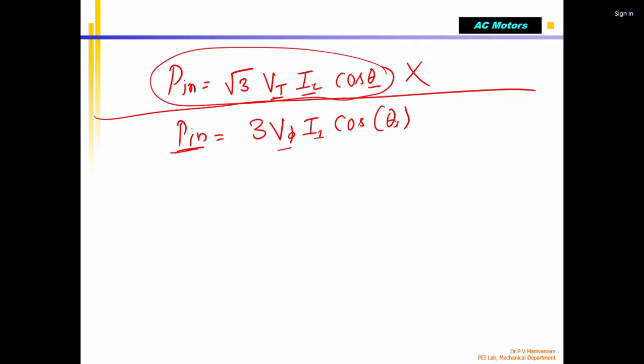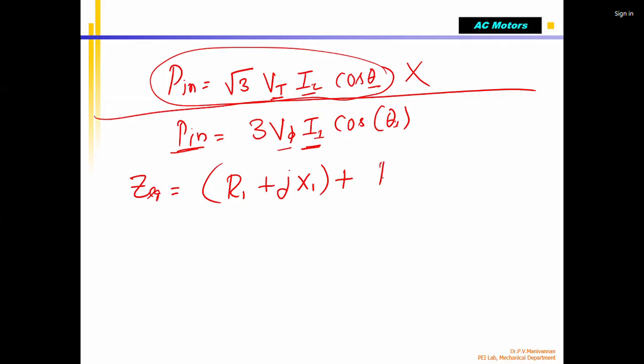P_in equals V phase voltage times I_1, the stator current, times cos theta 1, where the phase angle is given. Then using the formula, the input power supplied to the motor can be computed. Next is to find I_1, because this formula has I_1. To compute I_1 you need Z equivalent, the equivalent impedance of the motor. Take this formula, then tomorrow we'll solve some problems and you will understand.